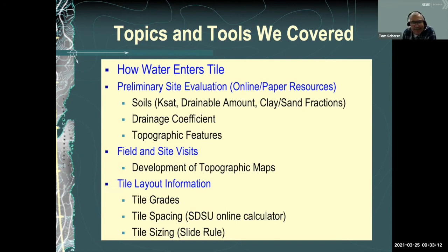Is that okay? Yep. Then of course the topographic features are the biggest thing. You can get them online, but you still have to go out and survey some of these, like the outlet and ditch bottoms and so forth, to make sure that you have a pretty accurate evaluation.